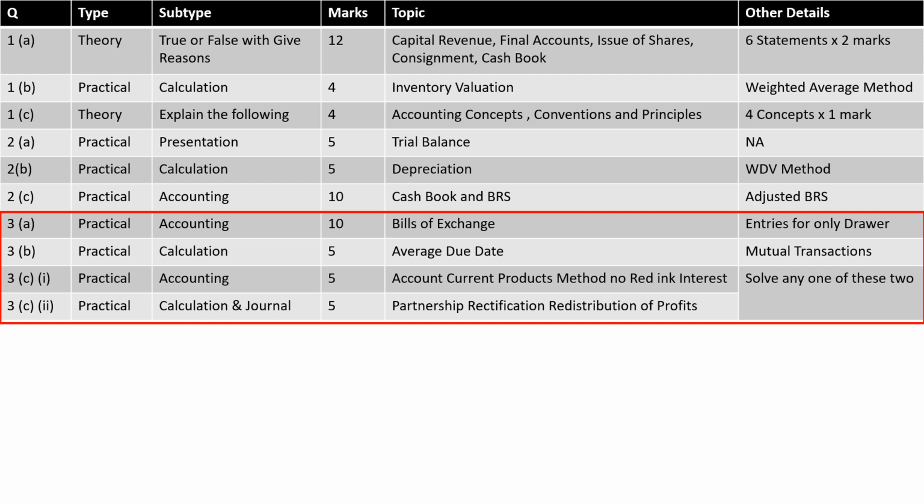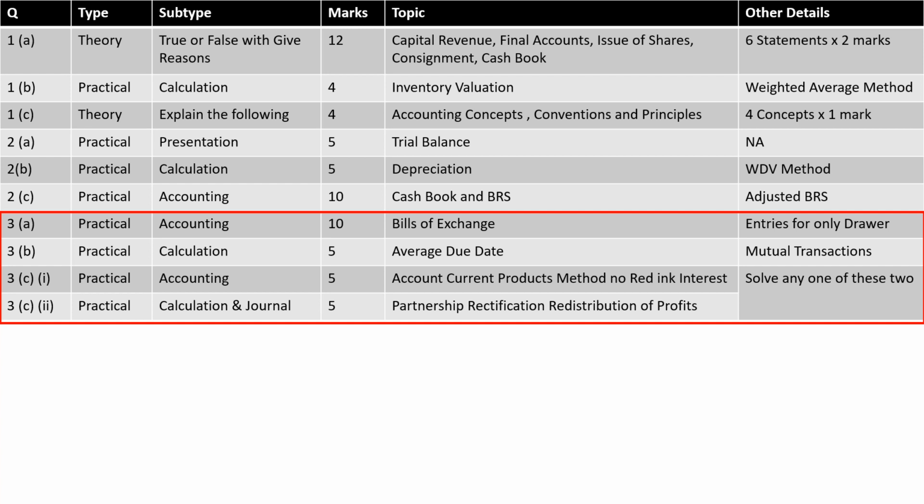3C2 again was a calculation and journal question. It was a partnership question, rectification and redistribution of profits. So they had given you 3 partners and then they had given the existing profit which is already distributed, and after distribution they have understood that there are some mistakes. So they are asking you to find out what was the correct profit which should have been transferred and then pass the rectification entry. So this 3C2 question was involving 2 parts.